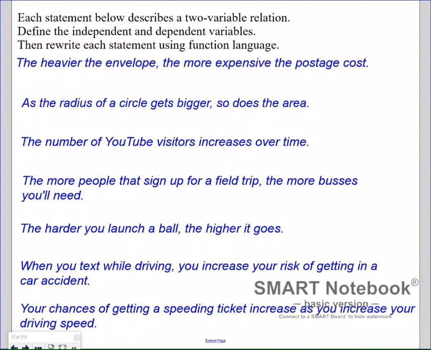So, for example, in the first one it says, the heavier the envelope, the more expensive the postage cost. So first I'm going to define my variables. We're going to have weight of envelope. And now notice, I did not say that my variable was the heavier the envelope. I have to change the phrase the heavier the envelope into something that's quantifiable, like weight. So the weight is a number that we can measure, so the weight of the envelope is one of the variables. We also have a second variable, which is the postage cost.